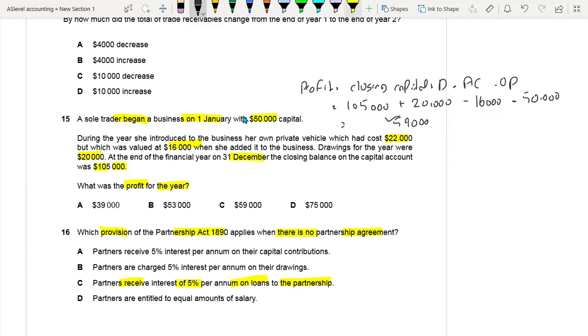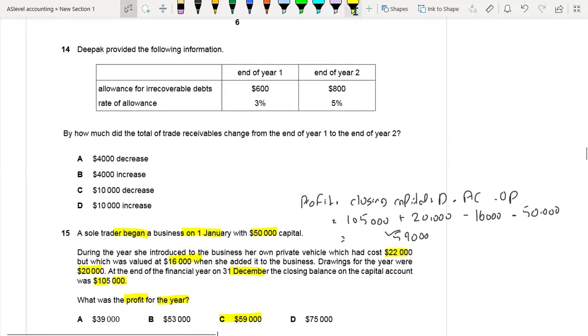So C option is the right option. Okay. So now let's see the other question. In the other question, Deepak provided the following information: allowance for irrecoverable debt was 600 in year 1, and in year 2 it is 800. Rate of allowance 3% in year 1, and in year 2 it is 5%. So by how much did the total of trade receivable change from the end of year 1 to the end of year 2?